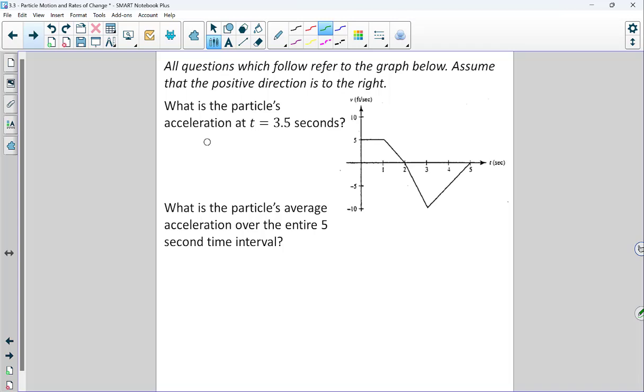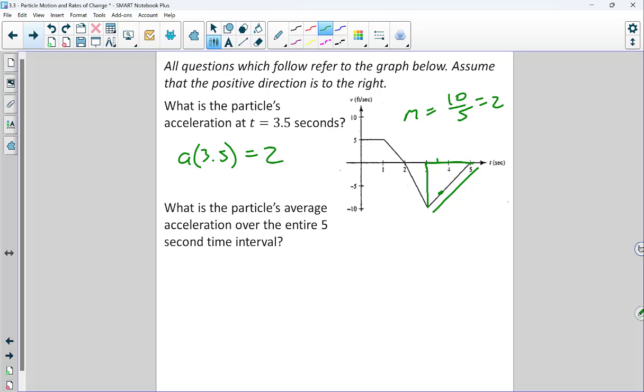What is the particle's acceleration at 3.5? So 3.5 is right here. I want to know the acceleration right there, so I need the slope of that line. We actually calculated that earlier. The slope was 10 over 5. So along that entire interval, the slope is 2. So the acceleration at 3.5 should be 2.